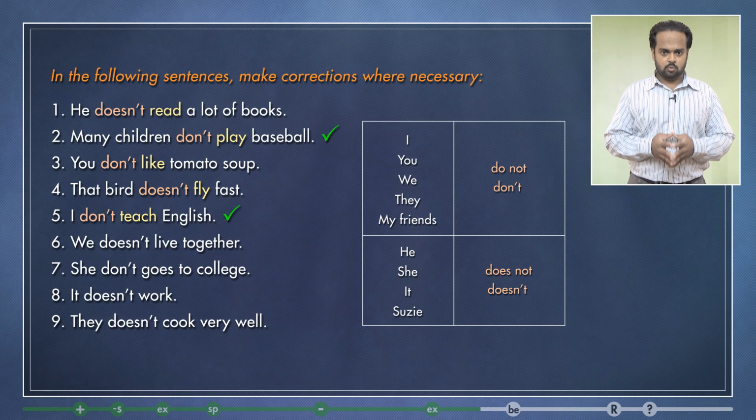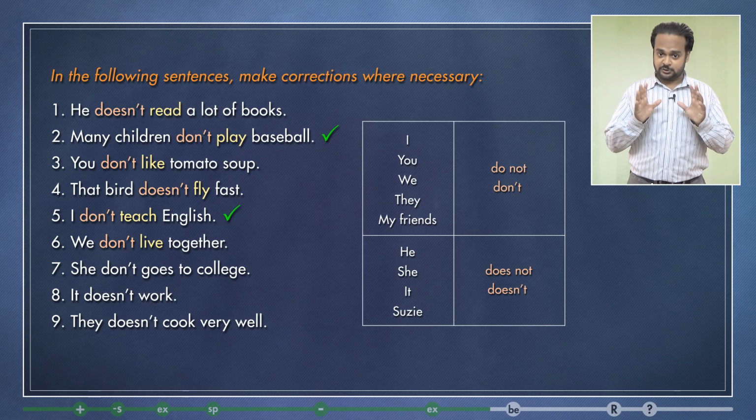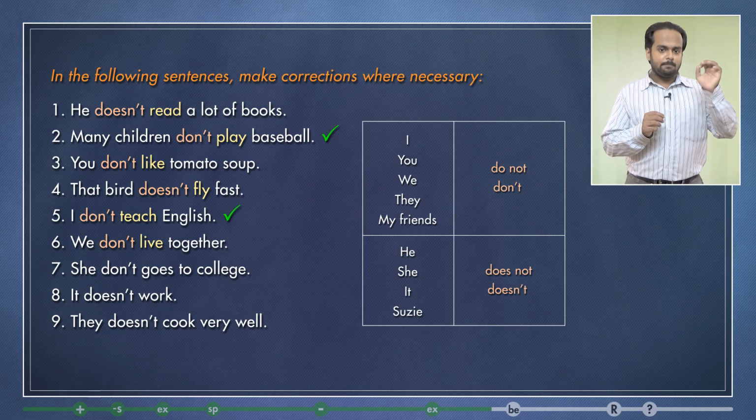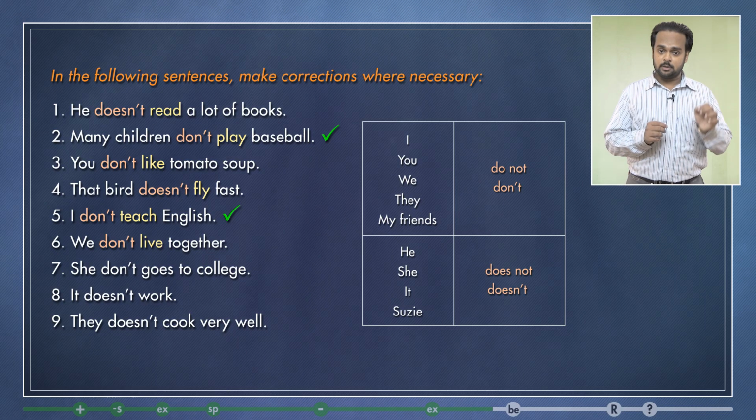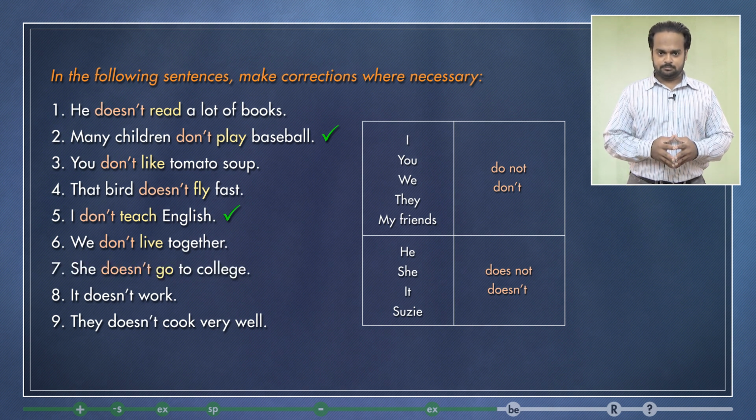Number 6 is wrong. You need don't again because the subject is we. So we don't live together. Number 7 is wrong as well. And this is another common type of error. The s is added here. That's good, but it's added to the main verb, go. It should be added to the helping verb, not the main verb. So she doesn't go to college.